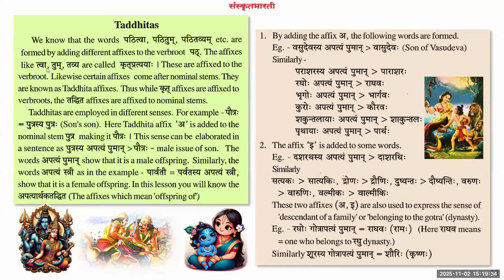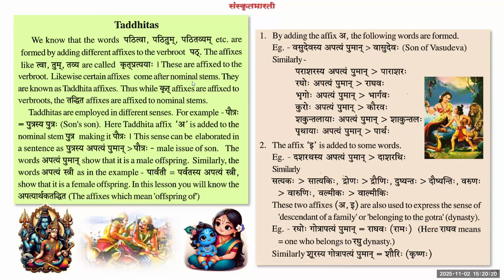The affixes like tva, tum, tavya, they have deleted the extra letters of Panini and just given the pure pratyayas here, are called krit pratyayaha. These are affixed to the verb root. You may wonder what the heading says, tadita, but let's be patient. Likewise, certain affixes come after nominal stems. That's why I explained the vrittis, the pancha vritteha, in the beginning. They are giving it in small segments here. The earlier one was dhatu to krit pratyaya. Here they are saying these affixes in tadditas are for nominal stems, or what we call pratipadikam.